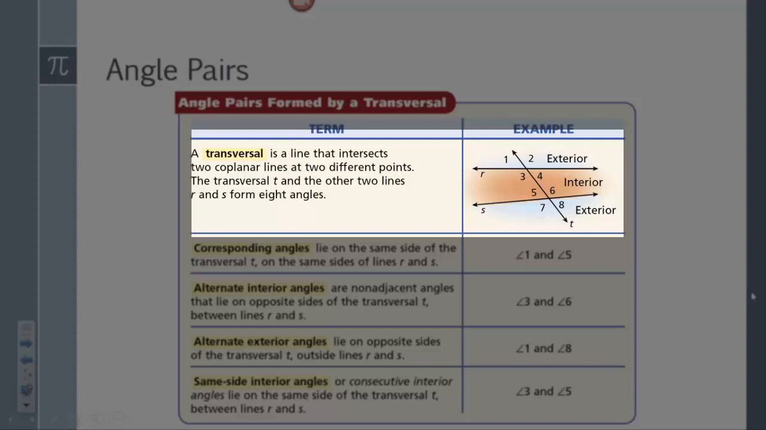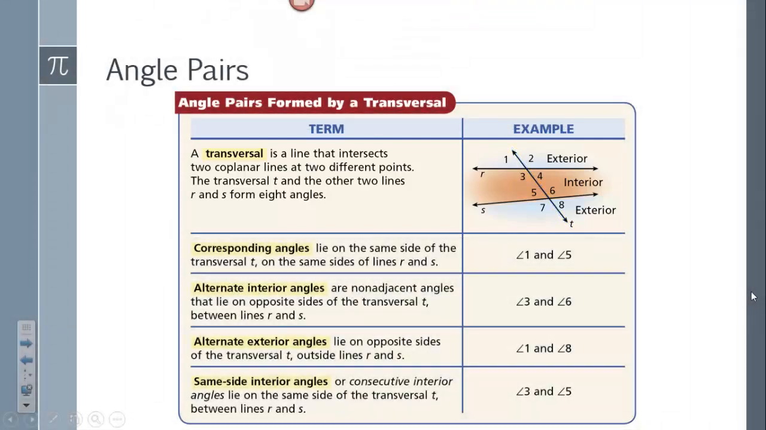So you'll see here in this diagram that the transversal cuts through the other two lines, forming 8 angles. And we have special names for all of these types of angles. Corresponding angles lie on the same side of the transversal, on the same sides of the lines. In this diagram, angles 1 and 5 are corresponding angles, but we also have 3 more pairs of corresponding angles, even though they're not listed here. 3 and 7 would be corresponding, 2 and 6 would be corresponding, and so would 4 and 8.